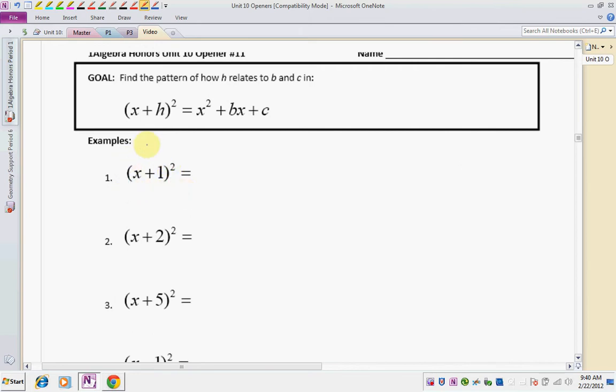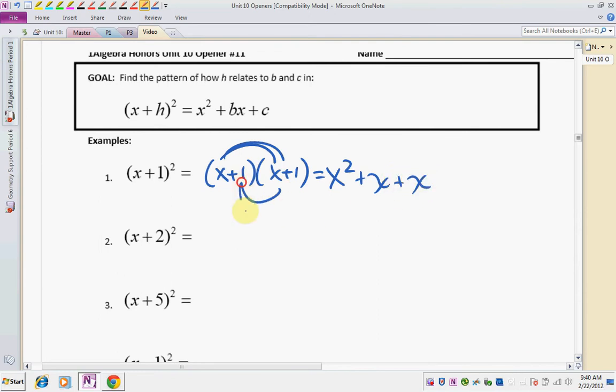So squaring a binomial is the same as multiplying it by itself. So let's do that. x squared plus x plus 1, which is the same as x squared plus 2x plus 1. So as we go through, I just want us to notice that number as it compares to the 2 and also to the 1, and see if we can find any patterns.